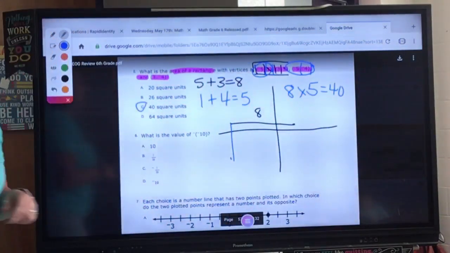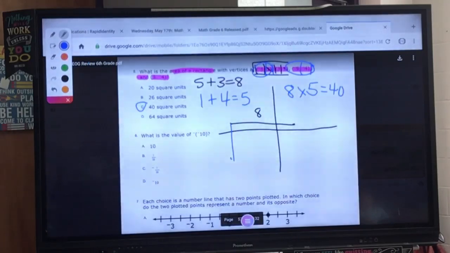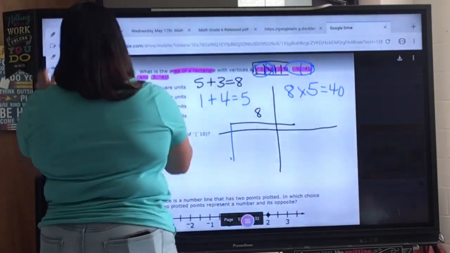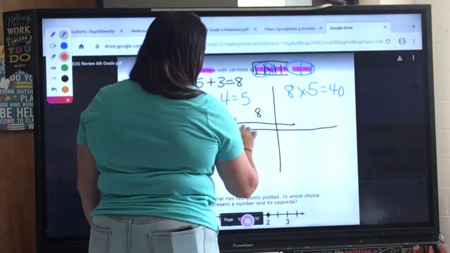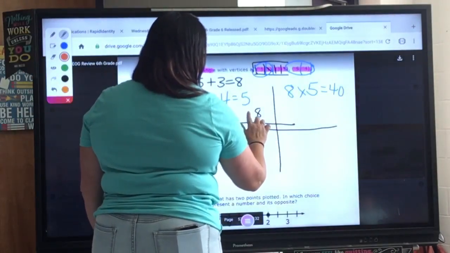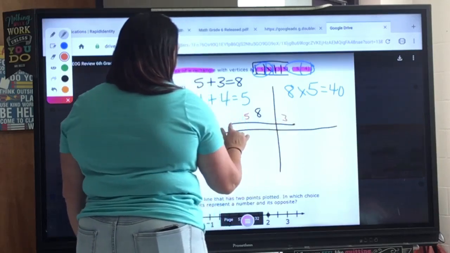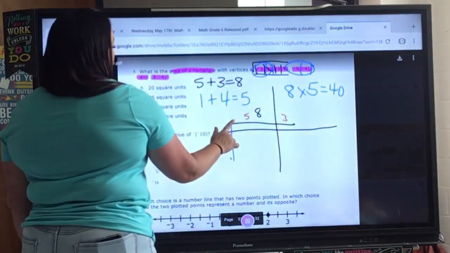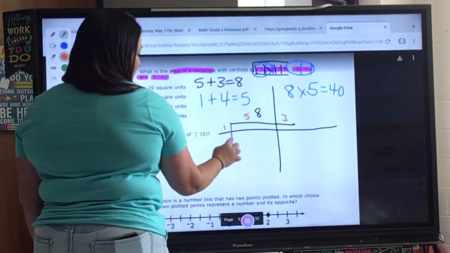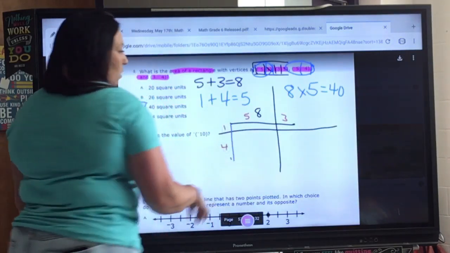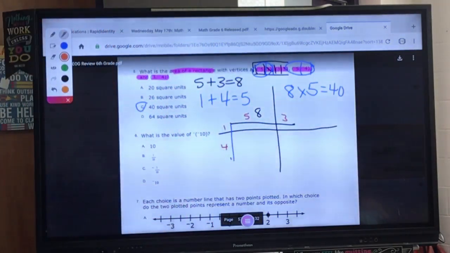Is that the only way? Absolutely not. You can essentially find, okay, the distance from this point to 0 is 5. The distance from 0 to this point is 3. The distance from 1 to 0 is 1, and the distance from 0 to -4 is 4. Add those up, get the same thing.